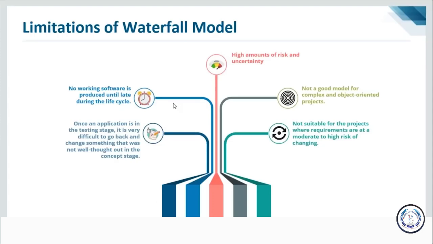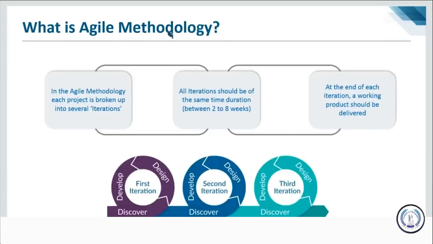So I hope we have understood what was the traditional waterfall model, what are the various limitations of this waterfall model. Now we are going to focus on the next methodology that is called the agile methodology. Now, agile methodology is a practice that promotes continuous iteration of development and testing throughout the software development lifecycle of the project. So the development and the testing of an application used to happen continuously with the agile methodology.